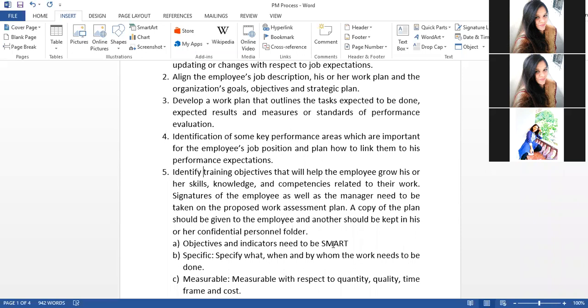So that becomes my next point in the planning process, that I need to identify which are the key performance areas which are going to be evaluated and which are going to be linked with the performance expectations. Okay, point number 5.